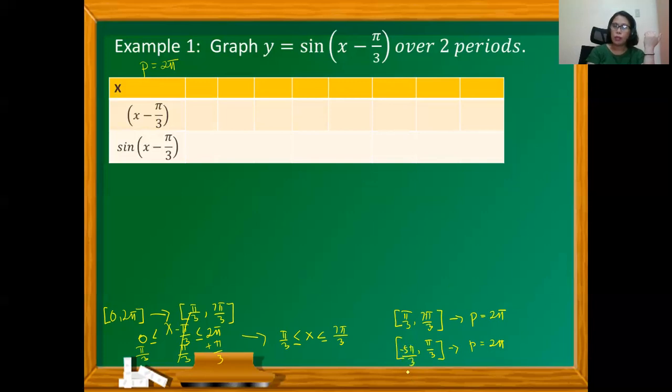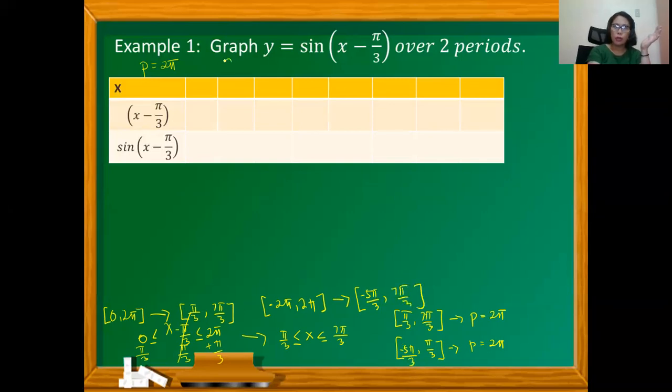Now, in our previous discussion, we sketched the graph of sine and cosine functions over a two period interval, which is from negative 2 pi to 2 pi. In here, we will still sketch the graph of sine and cosine functions, observing translation over a two period interval. This time, since there was a translation, this will start from negative 5 pi over 3 to 7 pi over 3.